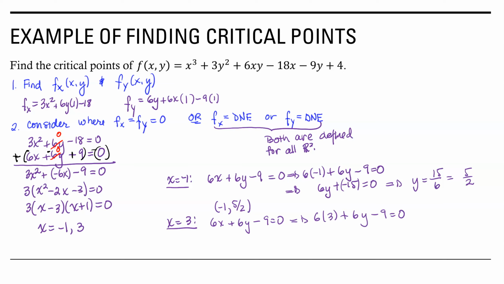6 times 3 is 18, and 18 minus 9 is 9. So we have 6y plus 9 equals 0. And then let's go ahead and subtract 9 over to the right-hand side and then divide by 6. So y equals -3/2. So our critical point here is (3, -3/2). So we have 2 critical points for this particular function.